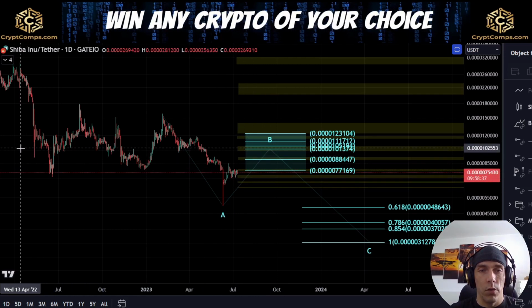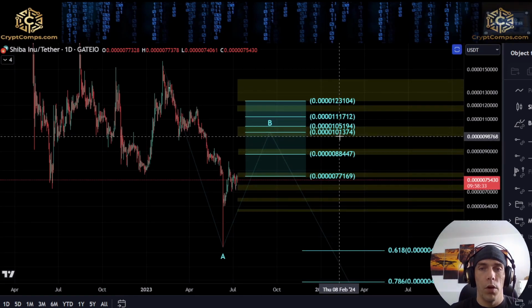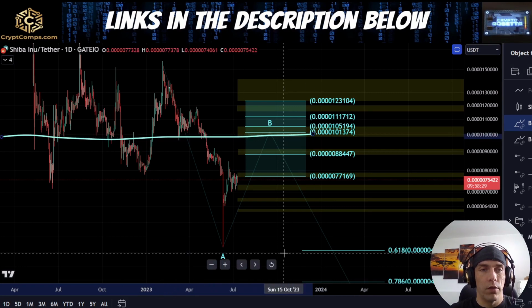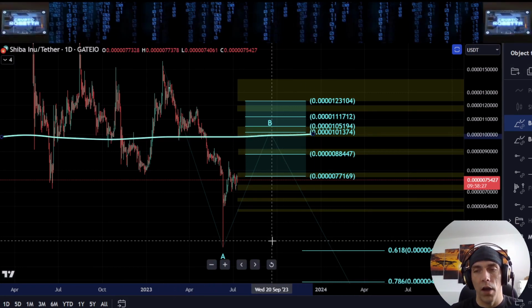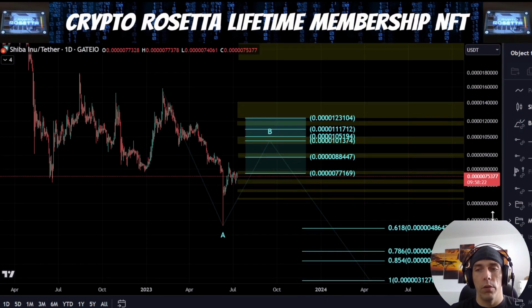As well as that, this golden pocket, which is sitting up here towards the zone of this 101374, would align with coming back and looking to test some of this horizontal support higher up here. So I would be very interested in keeping an eye on this level as well if we do move up into those zones.